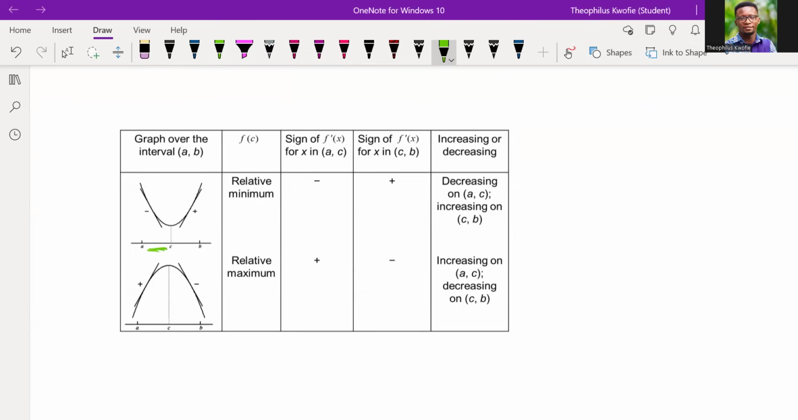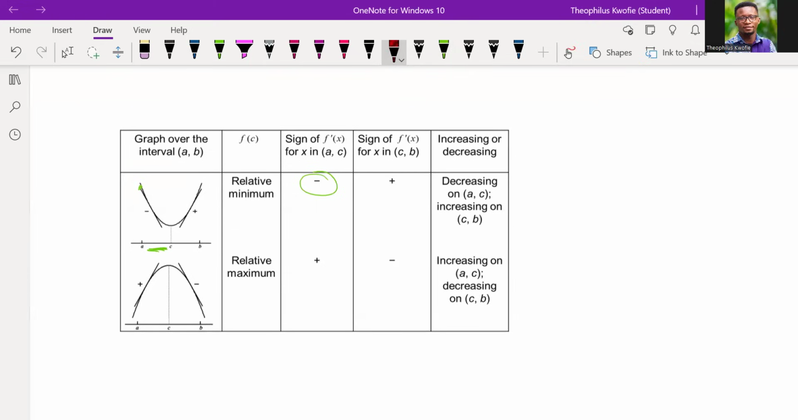In the interval AC, we see that the graph of the function was decreasing. At point A, this was how high it was, but then it begins to decrease towards C. So within this interval the function was decreasing, which means f prime of x evaluated in that interval is negative, and that is why we have the negative here. Is that okay?